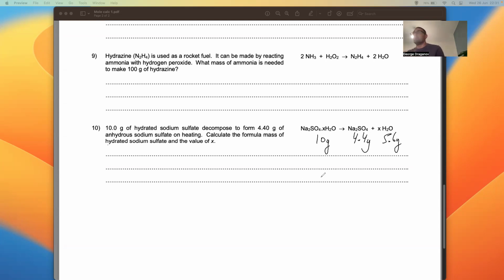So for the first one, it will be 4.4 over the MR of this. So sodium is 23 times 2, plus sulfur is 32, and oxygen is 16, and 16 times 4 is 64. If you add these up, you get 96 plus 46, which is 142. And for water, we know it's 18. Remember, the big numbers in front don't count, so we do not care about this x. So it's 16 plus 2 times 1, 18.